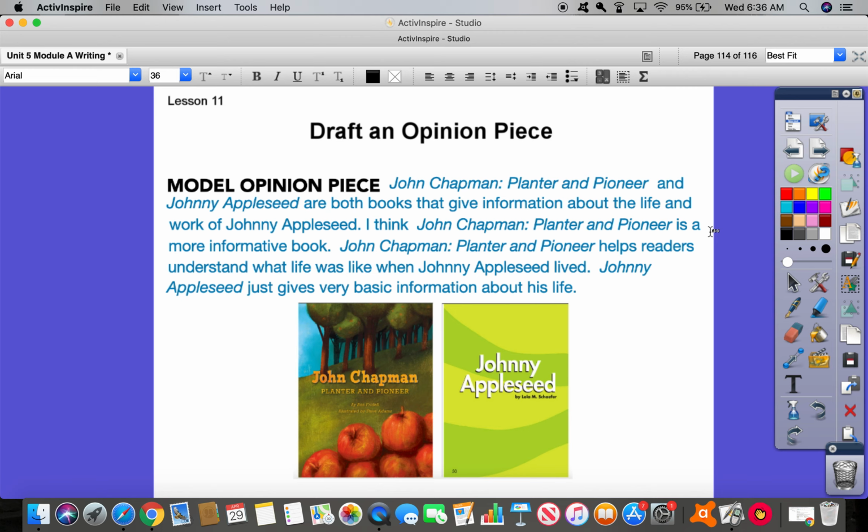So here's an example. John Chapman, Planter and Pioneer, and Johnny Appleseed are both books that give information about the life and work of Johnny Appleseed. I think John Chapman, Planter and Pioneer is a more informative book. John Chapman, Planter and Pioneer helps readers understand what life was like when Johnny Appleseed lived. Johnny Appleseed just gives very basic information about his life.